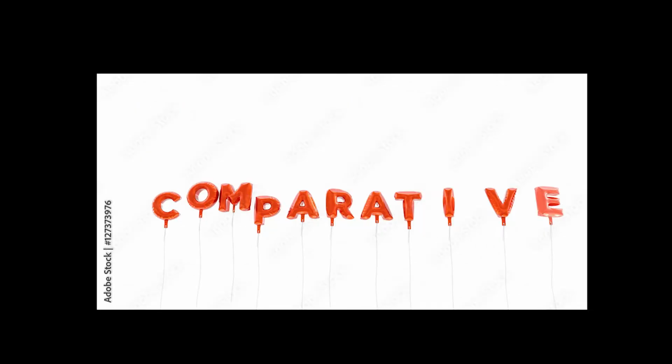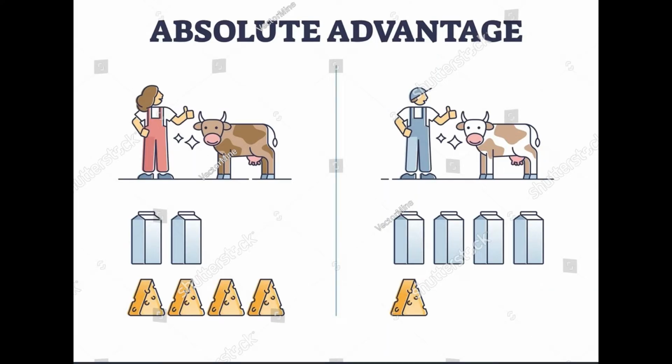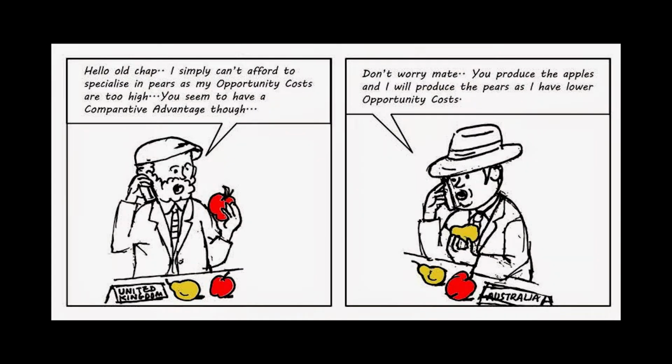Topic 3, comparative advantage and benefits of trade. There are 2 advantages, absolute and comparative advantage. Absolute advantage is when you can produce the most with your resources, or you require the least amount of inputs. Comparative advantage means you have the best opportunity cost for your good.